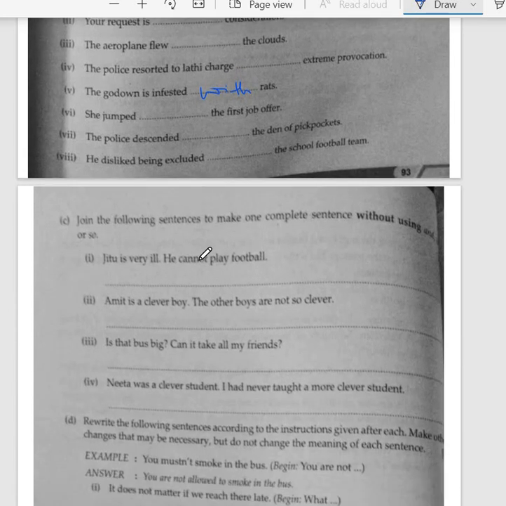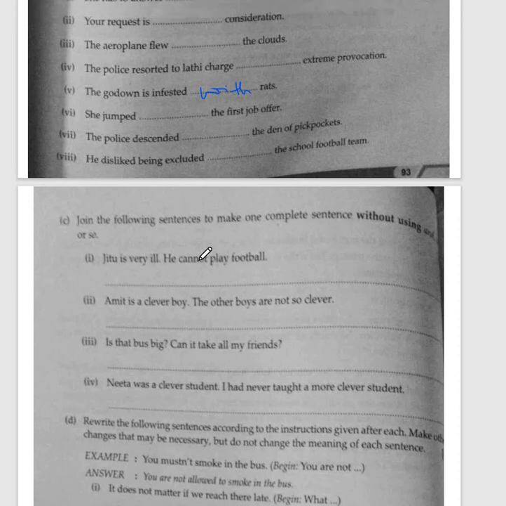Jitu is very ill. He cannot play football. So you can write like, Jitu is too ill to play football, or Jitu cannot play football because he is very ill. Next one, Amit is a clever boy. The other boys are not so clever. So you can write it in this way. No other boy is as clever as Amit.